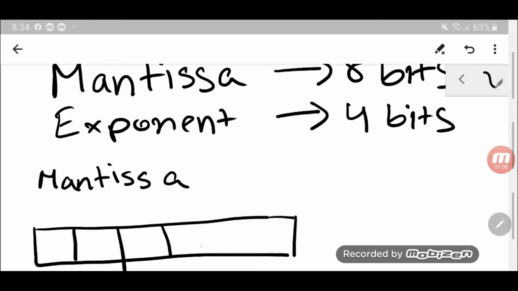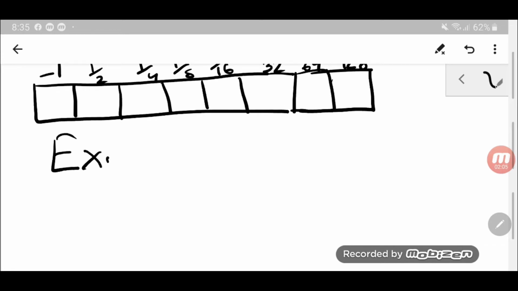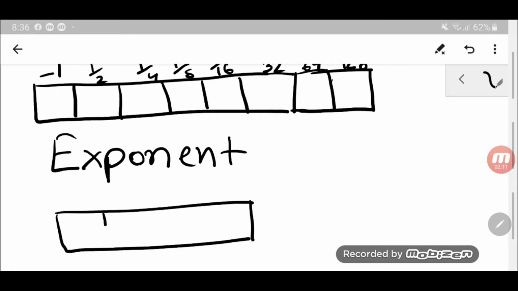1 2 3 4 5 6 7 8. So let's place the place values: -1, half, 1 by 4, 1 by 8, 1 by 16, 1 by 32, 1 by 64, and 1 by 128. And the exponent register will be like the following: it will be of 4 bits: 1 2 3 4. And let's place the place values. The first place value is negative, as this is in the 2's complement format.